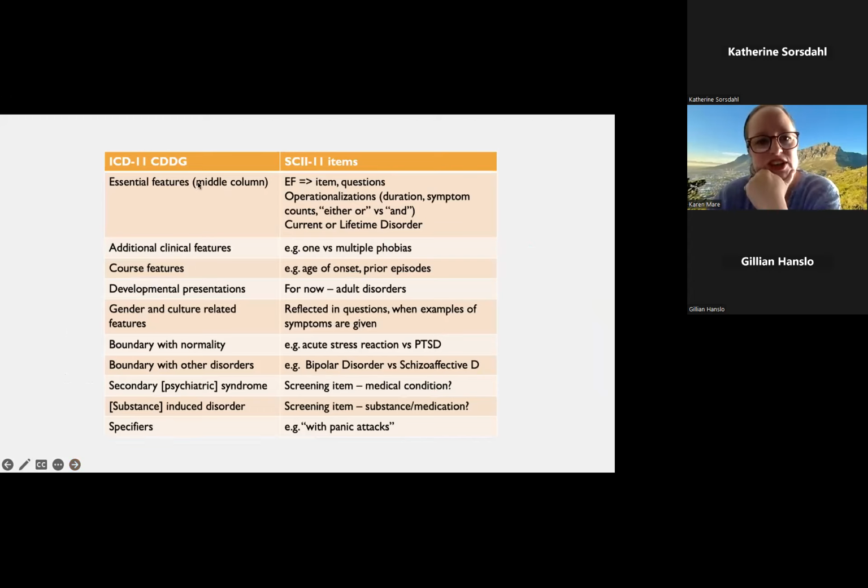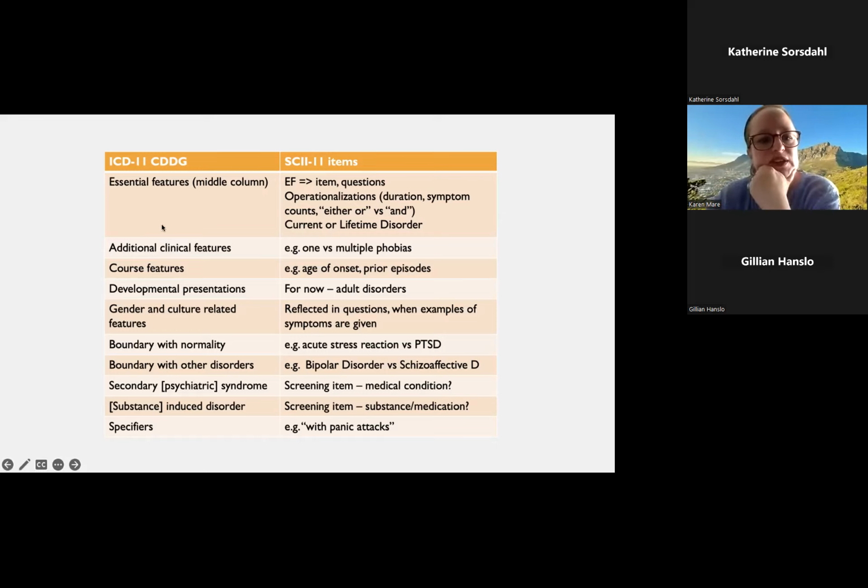Remember when I showed you what the ICD-11 looks like? We convert the first section, the essential features, the core symptoms, into questions, and we operationalize these. So we make sure that if the ICD says there are several associated symptoms, we will say, well, a minimum of 3. Or if the ICD says duration of several months, we will say the binges have to happen for at least 3 months, once a week. So we operationalize the ICD.